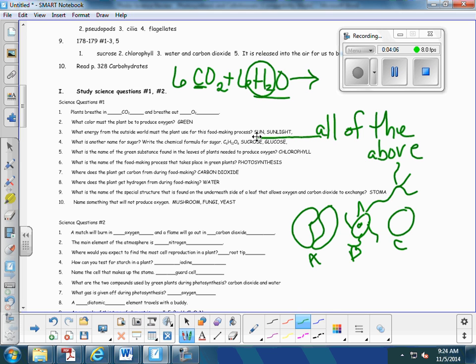Name something that will not produce oxygen. Mushroom.